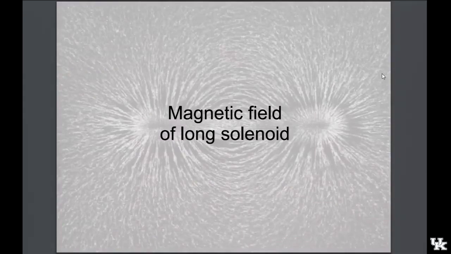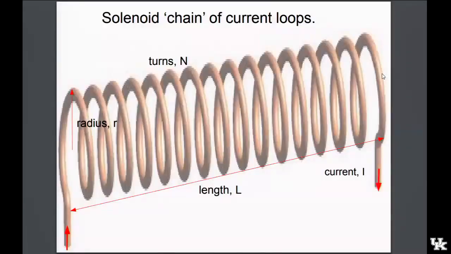Last topic, I want to talk about the magnetic field of a solenoid. And so I've got to explain a little bit what a solenoid is, and then we'll talk about its magnetic field. Here's a picture of a solenoid. So a solenoid is really just a chain of single current loops. So we just talked about the field of a single current loop. We talked about the direction of that field. We talked about the magnitude at the center of the current loop. A solenoid is just a whole bunch of those current loops chained together. And so that's what's shown in this slide here.